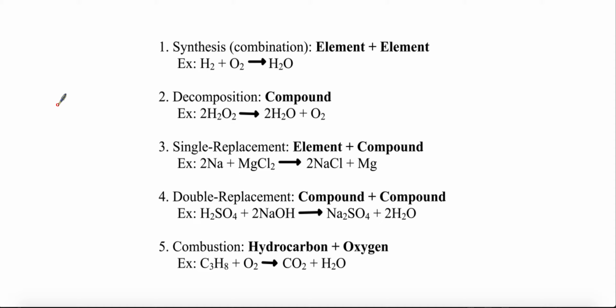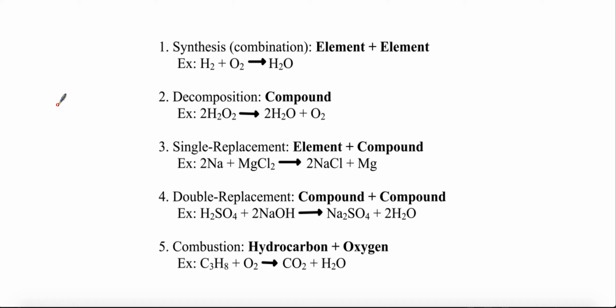If your only reactant is a compound and nothing else, then the only reaction it's going to do is decomposition, where it's going to break up into the individual substances. Now, if you have an element and it's reacting with a compound this time, so that element is going to replace something in the compound, you're going to have a single replacement reaction. So element and compound as reactants will lead to a single replacement.